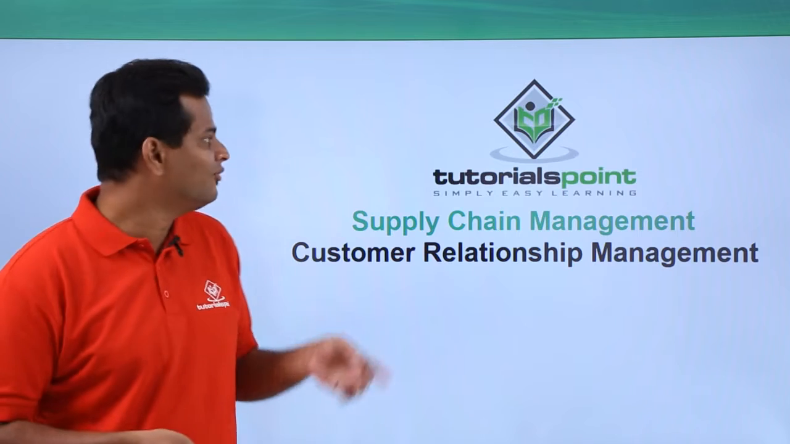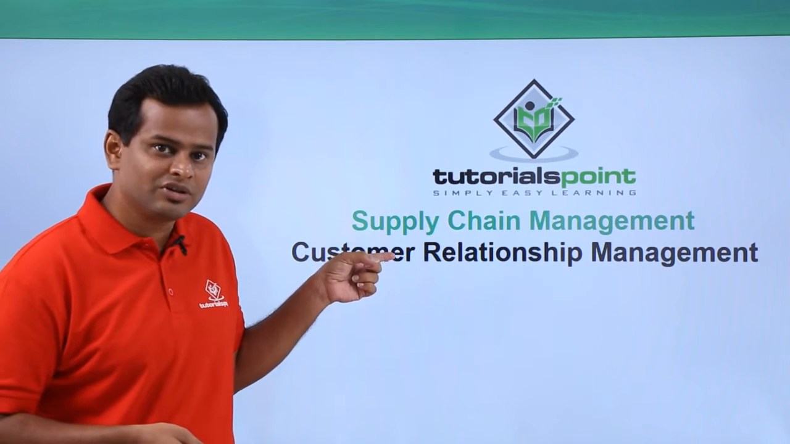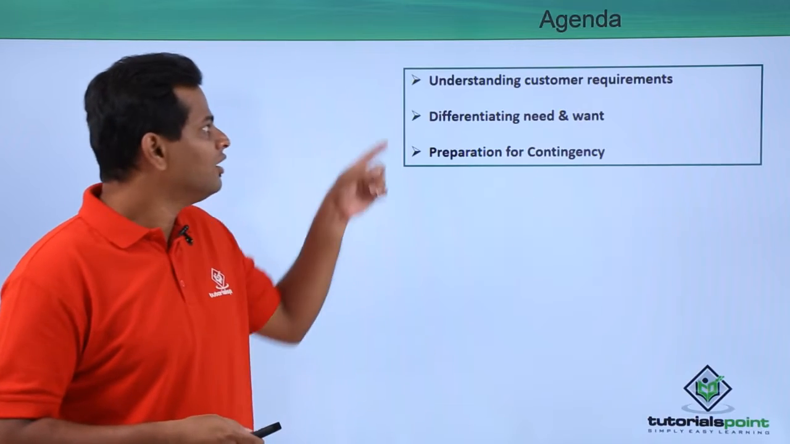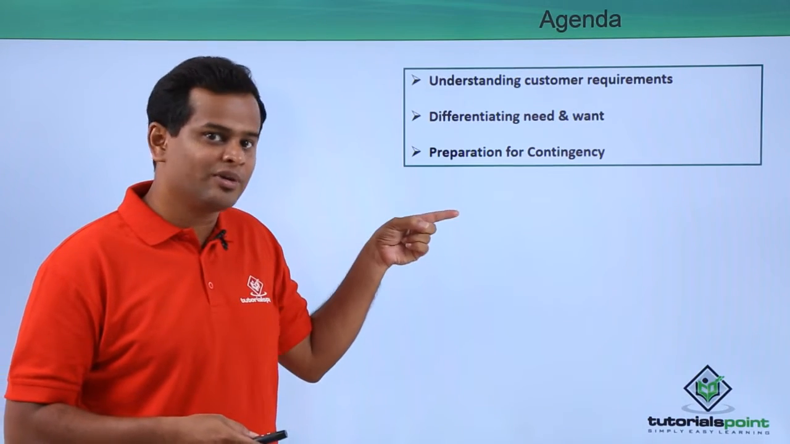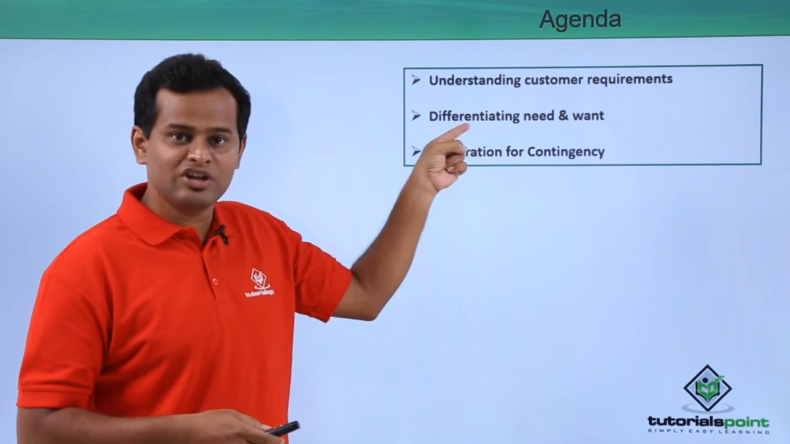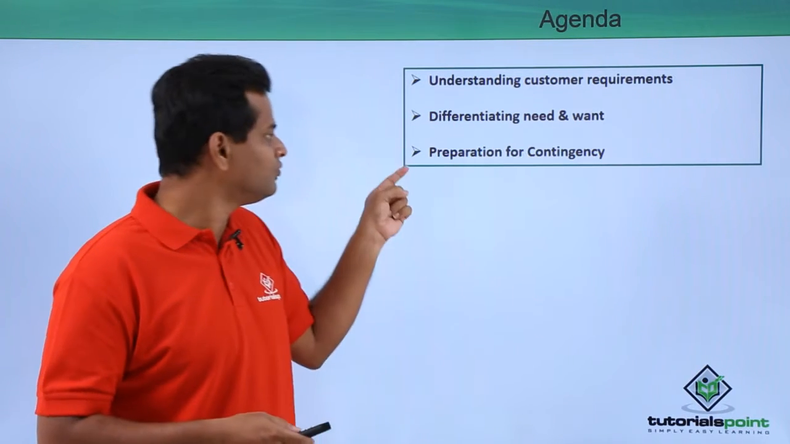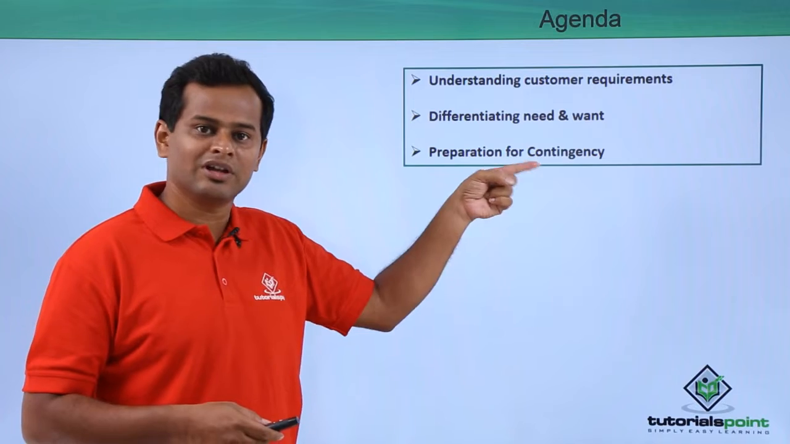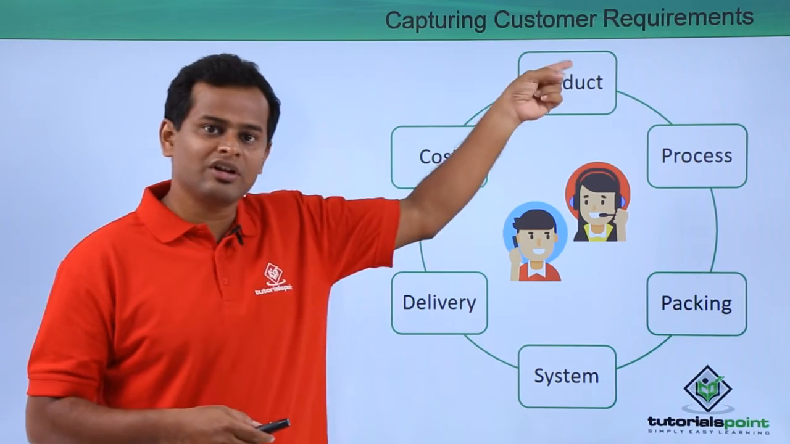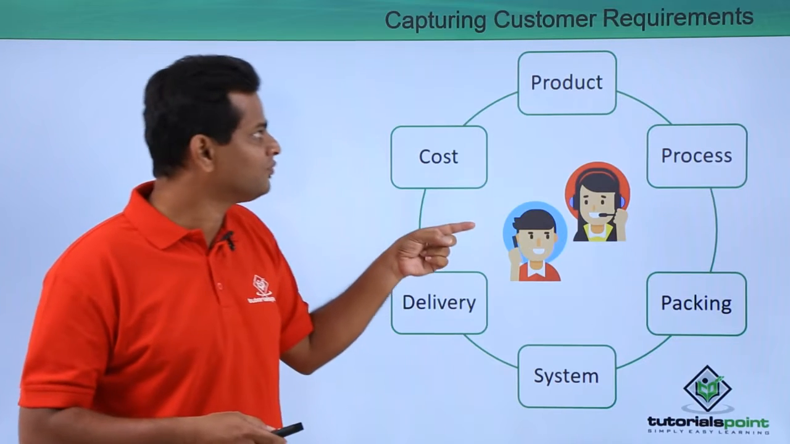In this video, we will be understanding supply chain management and, in that, customer relationship management. These are all the various subheadings we will be covering: understanding customer requirements, differentiating between need and want, and then preparing for contingency. We will first be understanding capturing customer requirements.